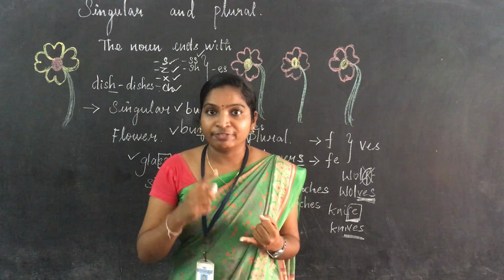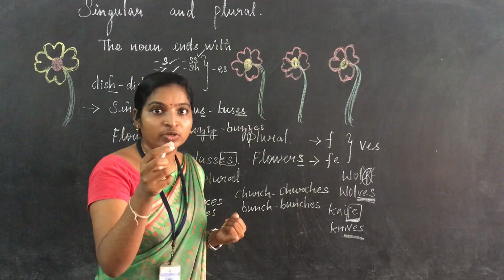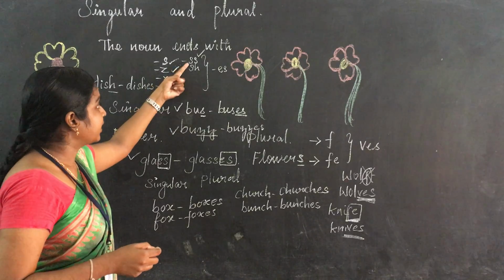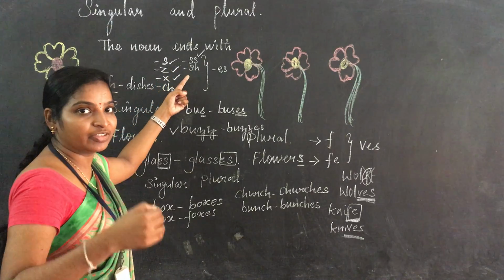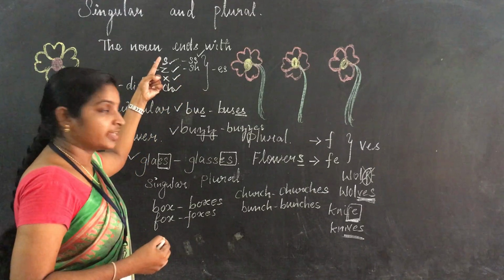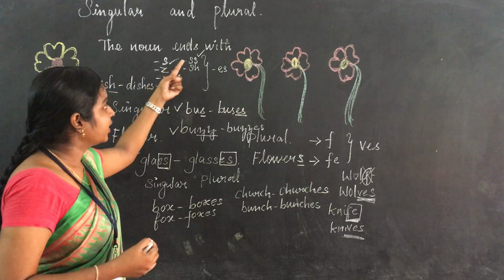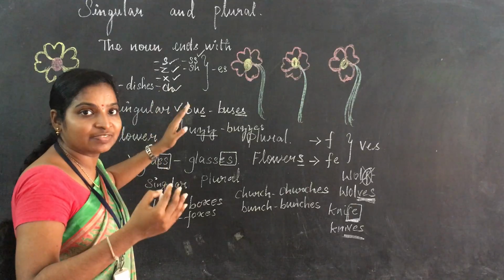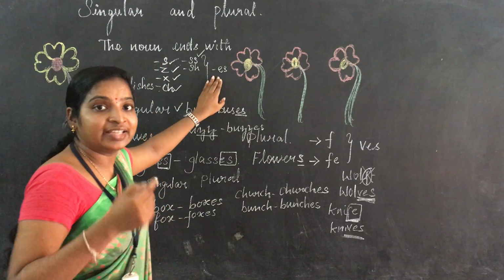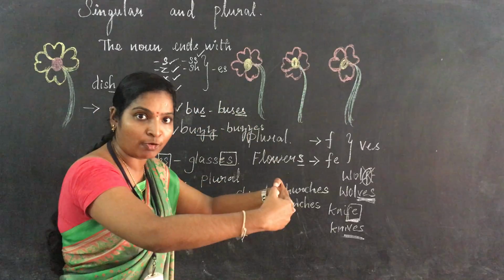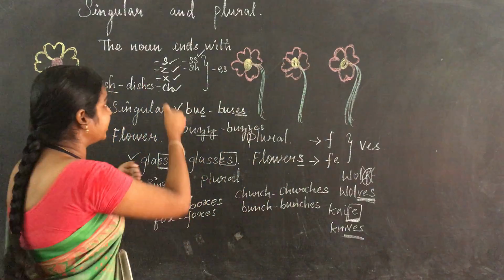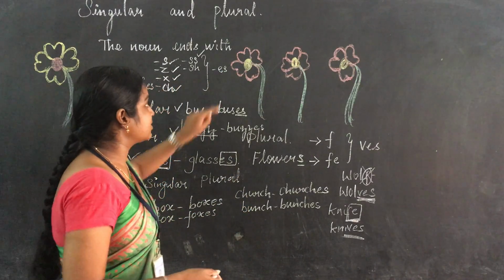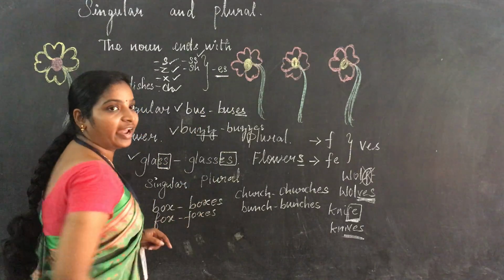And the first rule is, if the noun ends with s, z, x, ch, ss, sh. Repeat along with me: s, z, x, ch, ss, sh. For the nouns that end with these letters in singular form, while converting into plural form, we have to add es.